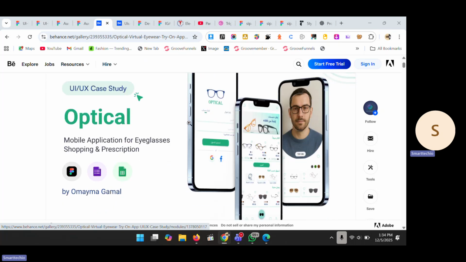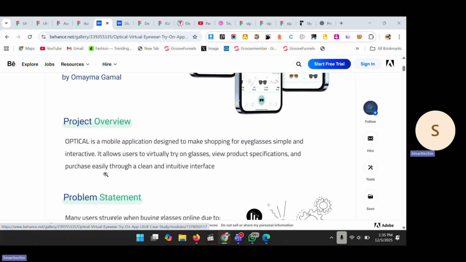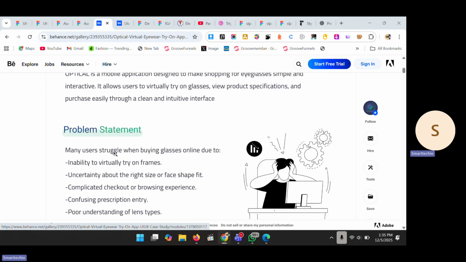So this is telling you the software and tools they use. They use Figma, they use Google Form, and Excel, used by the person that designed the product. So the project overview: Optical is a mobile app design. So this was explained. The problem is that many users struggle.